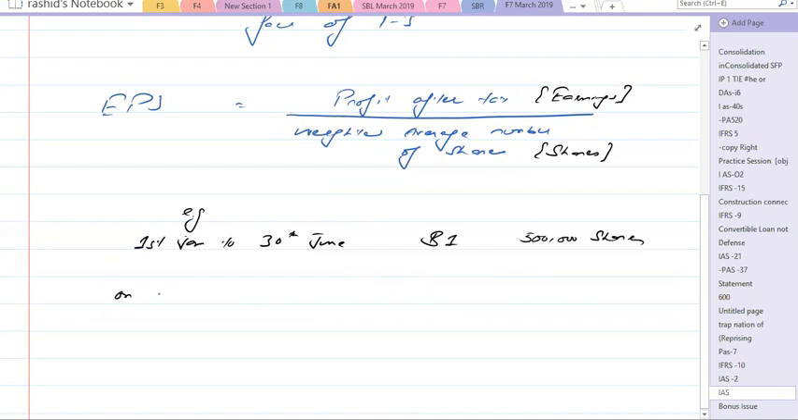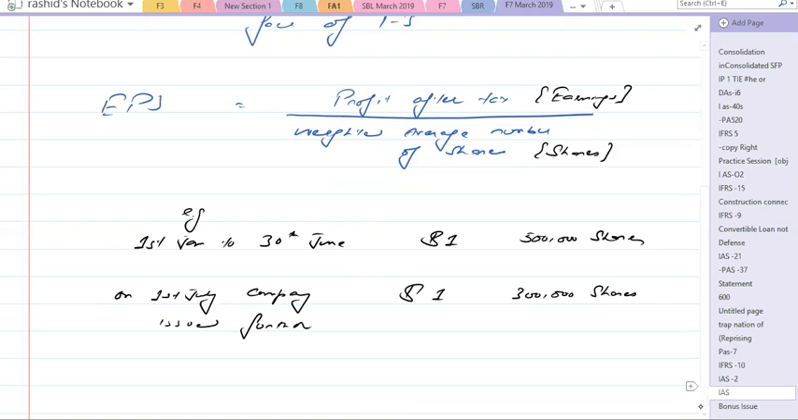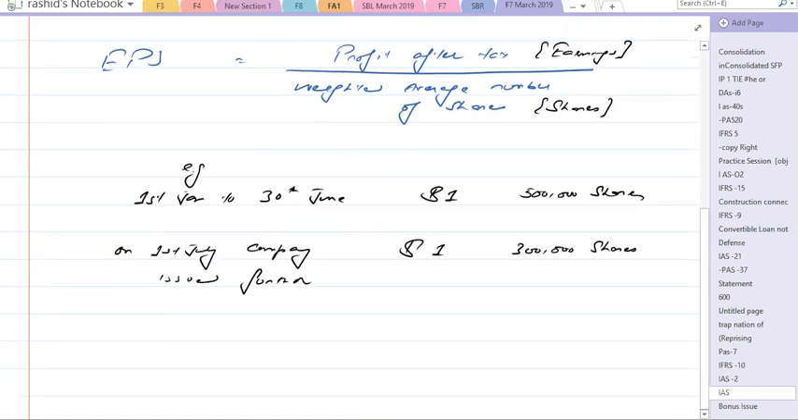And then on 1st July, the company issued a further 3 lakh shares. Now, remember one thing: what is the link between the profit after tax and the weighted average number of shares? Or you can simply say, what is the link between the numerator and the denominator?